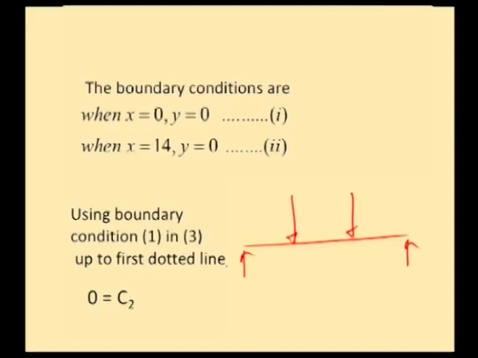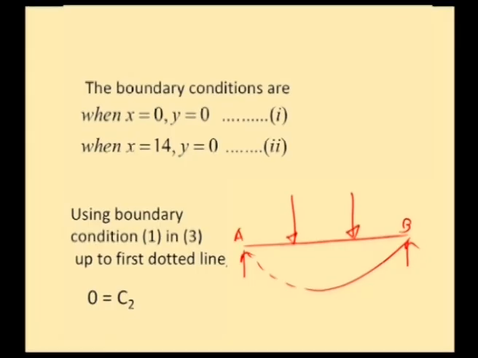And then the boundary conditions. We have a simply supported beam with 2 point loads, so the beam will deflect in this fashion; the deflection will be 0 at the left end and at the right end. That is taken as the boundary conditions: when x equal to 0, y equal to 0, and when x equal to 14 meters, y equal to 0. So, using these boundary conditions in the equations, we can get the constants of integration. Care should be taken to use the entire equation or the equation up to the dotted line, which is more important to obtain the constants of integration.